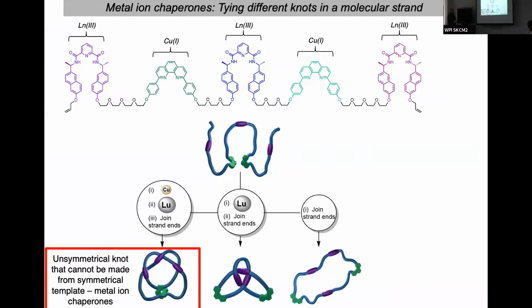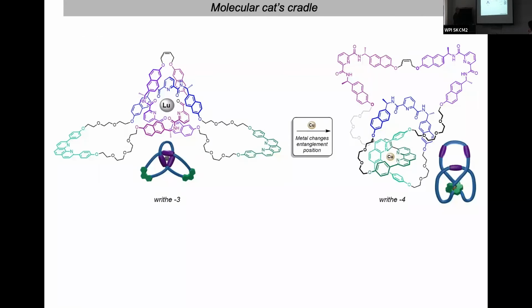And we call this a metal ion chaperone effect, because just as proteins are folded by chaperones to adopt particular shapes and conformations, here we're using these metal ions to control how this strand folds and entangles in order to form the particular knot that we want to assemble. And I think this will be a very powerful strategy going forward for understanding how to tie different kinds of knots. And while we were doing this, again, we discovered something that we didn't expect.